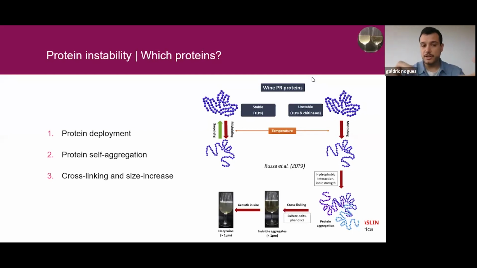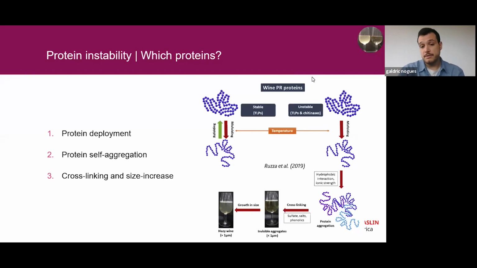So it all starts with an increase of temperature, and you will create a protein unfolding. And these proteins, slowly but surely, because of the temperature, won't be able to go back to their initial shape, and they will start what we call self-aggregation, which means a protein will aggregate to another one, or will do hydrophobic interaction with tannins, phenols, etc. And then this aggregation will start another path, called cross-linking, and they will start to increase in size. And little by little, you will see it in the bottle.